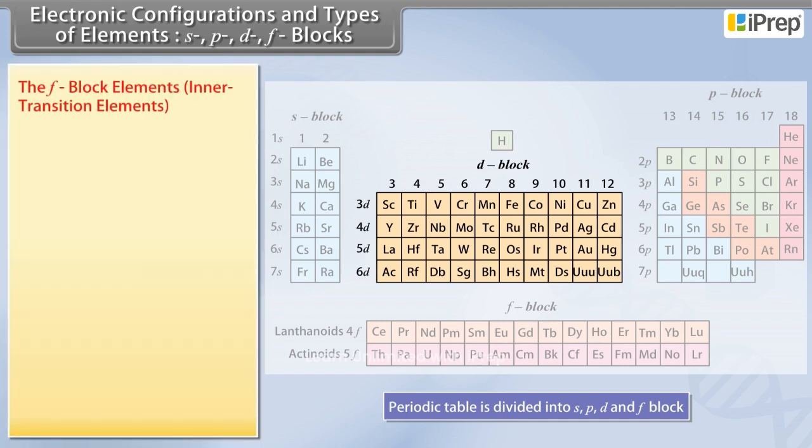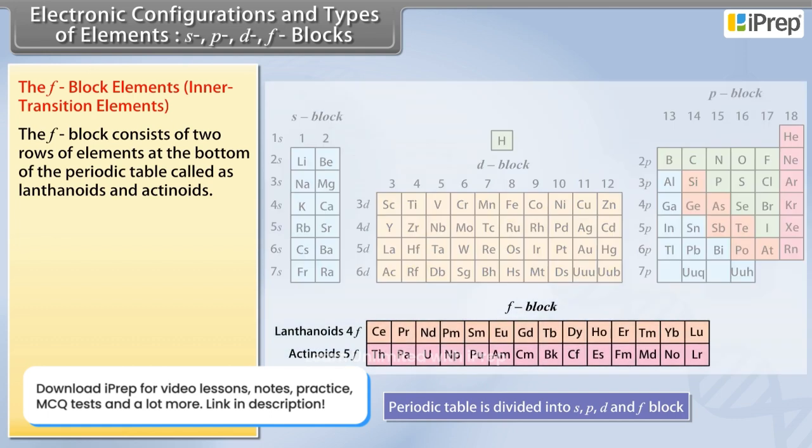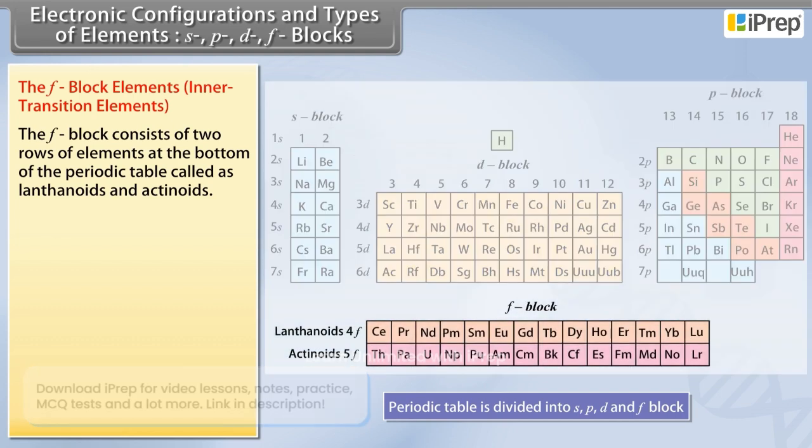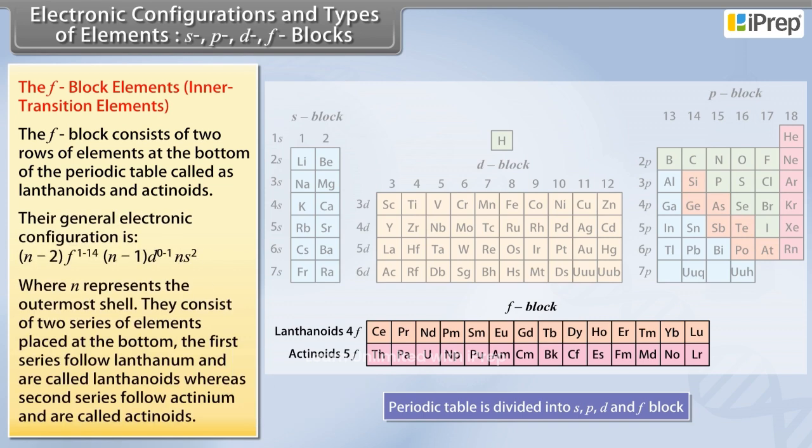The F block elements, inner transition elements. The F block consists of 2 rows of elements at the bottom of the periodic table called lanthanoids and actinoids. Their general electronic configuration is (n-2)f1-14 (n-1)d0-1 ns2, where n represents the outermost shell. They consist of 2 series of elements placed at the bottom. The first series follows lanthanum and is called lanthanoids, whereas the second series follows actinium and is called actinoids.